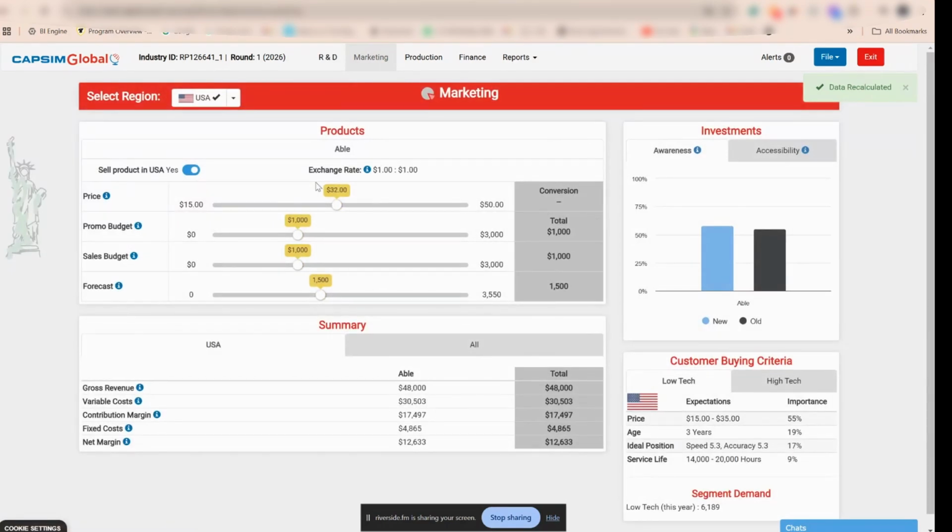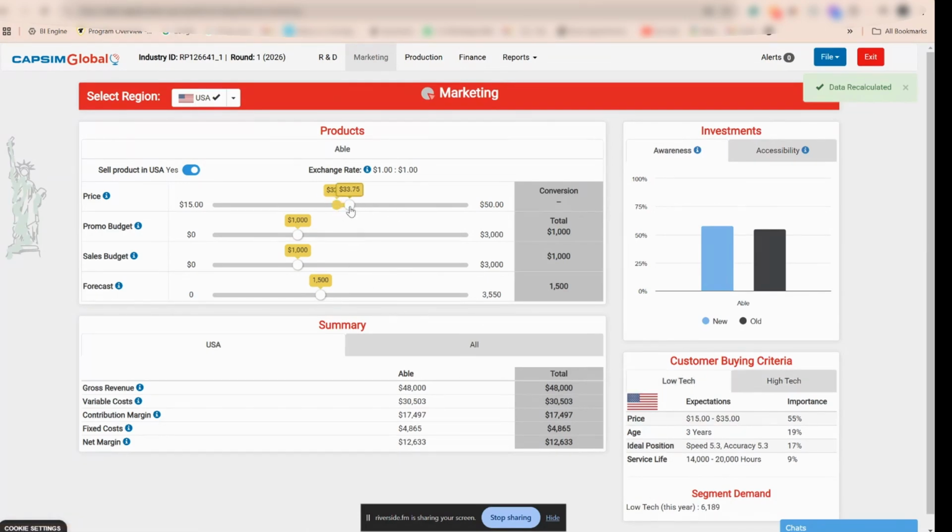So marketing in the US. Note, if you have seen the introductory video and if you look closely at the report, at round zero, we are all only in the US market. So, right, in the US market, we sold in the last report for $32. And if you come to the lower right hand side, you see the price for the low tech market is $15 to $35, while for the high tech market, it's $25 to $45. So I want to be able to stay in both markets at the moment.